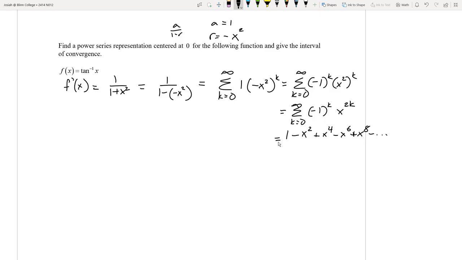Let's talk about convergence. So to converge, we need absolute value of r less than 1. Right, this is a geometric series. So all we need is absolute value of r less than 1. r is negative x squared.